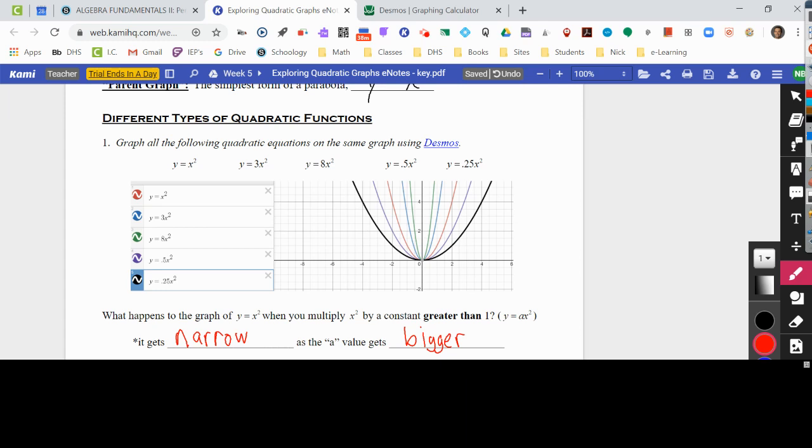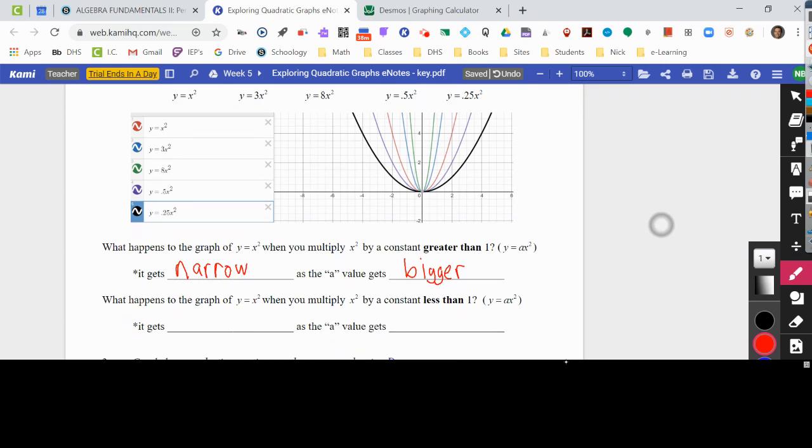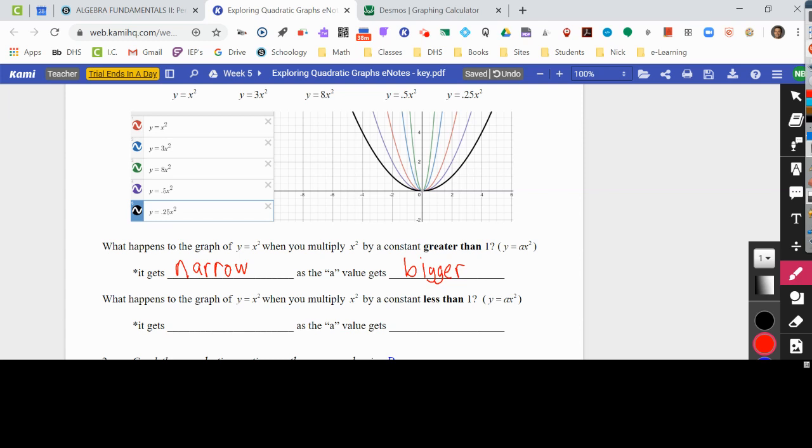Conversely, what happens to our graph of y equals x squared when you multiply x squared by a constant less than 1? Those are my fractions or my decimals. It is going to get wider as the a value gets smaller, as it approaches 0. That's going to be like my 0.5, my 0.25. So that's going to be wider than my parent graph.